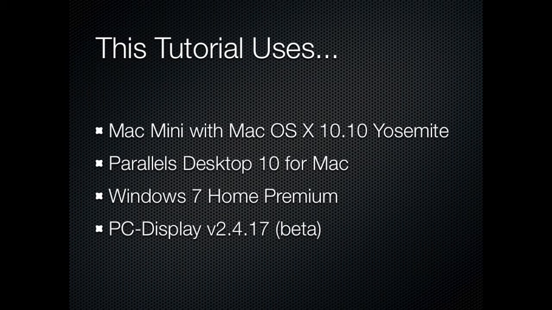For this tutorial, I'm using a Mac Mini that has Mac OS 10.10 Yosemite as the installed OS. I'm also using Parallels Desktop 10 for Mac as the virtual machine environment, and I will be installing Windows 7 Home Premium. And the version of PC Display that I will install is currently in beta, but is likely to be what PC Display is going to look like going forward.